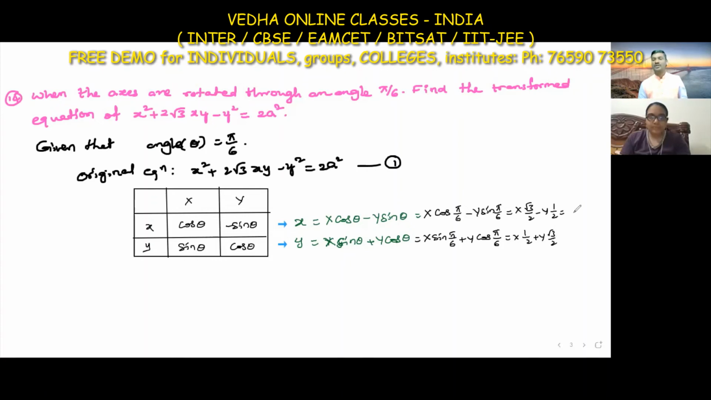Take LCM, which is 2. Then small x is (root 3 into X minus Y) by 2, and small y is (capital X plus root 3 into Y) by 2. These two are the values of small x and small y. Now we are going to substitute these values in equation 1.